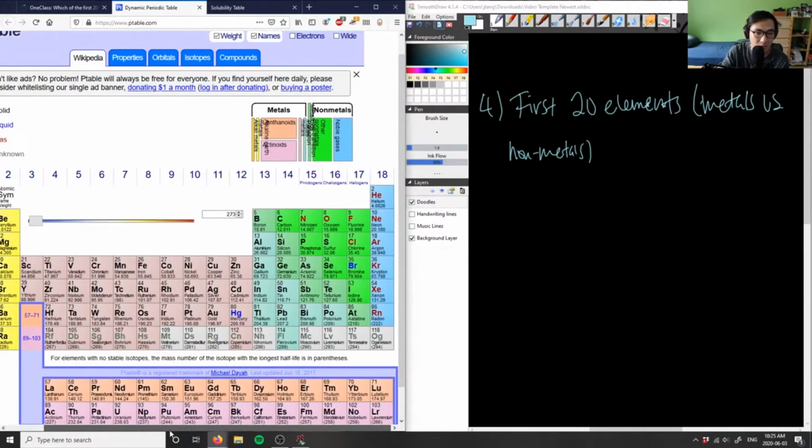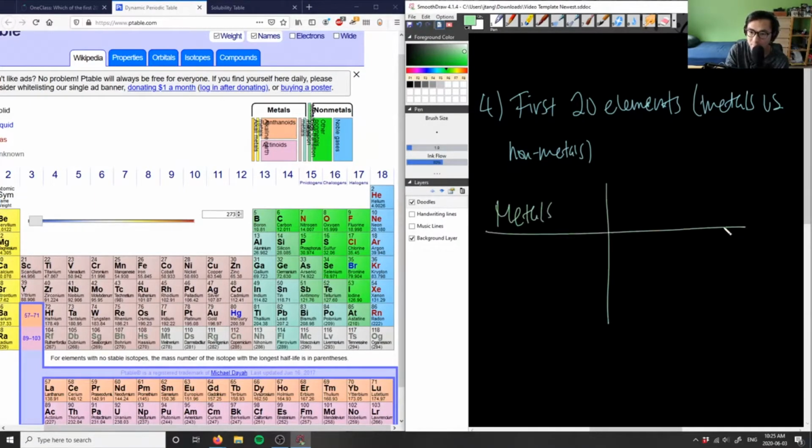We have hydrogen and we have helium. Let's look at these two elements first. These guys here are indeed non-metals, right? Hydrogen exists in a gas form, and helium also exists in a gas form here.